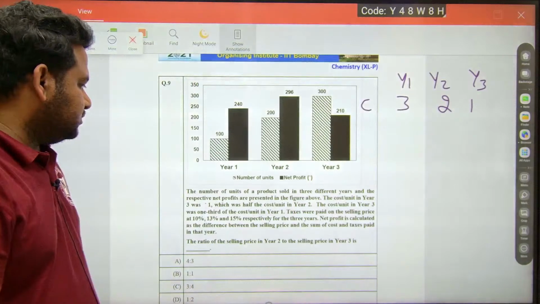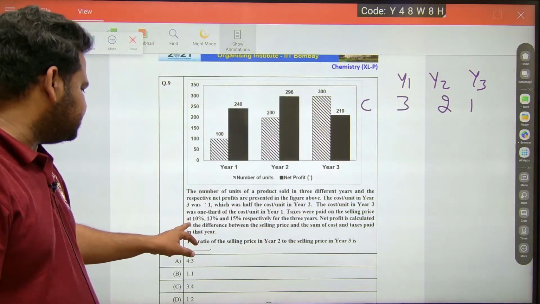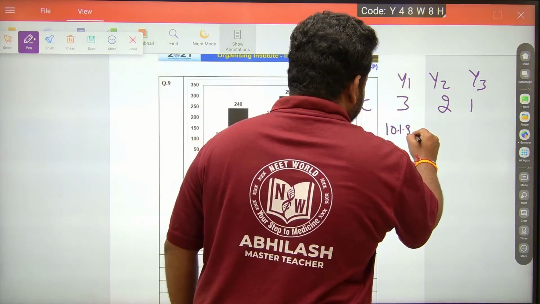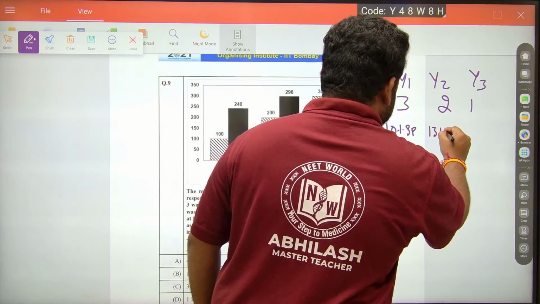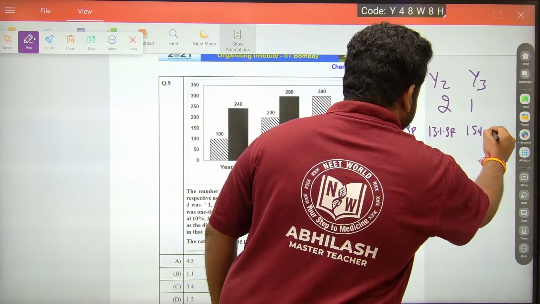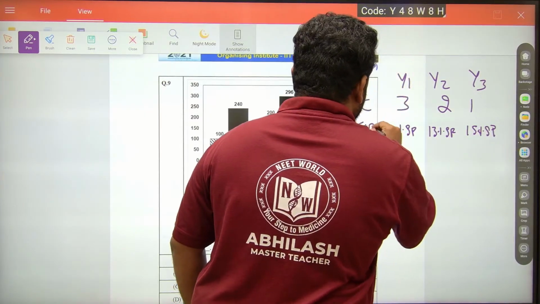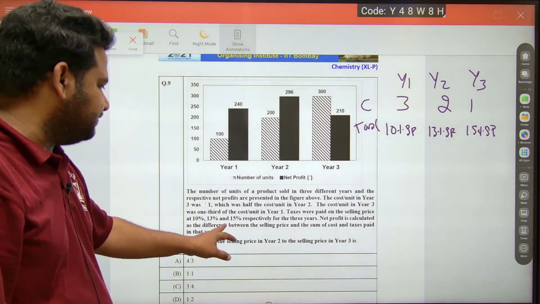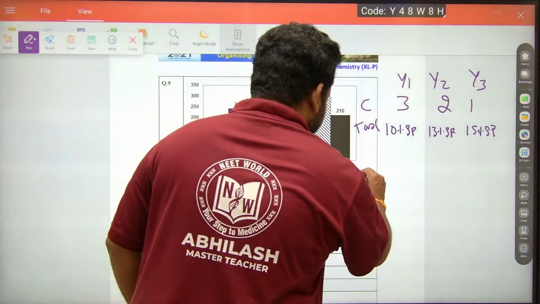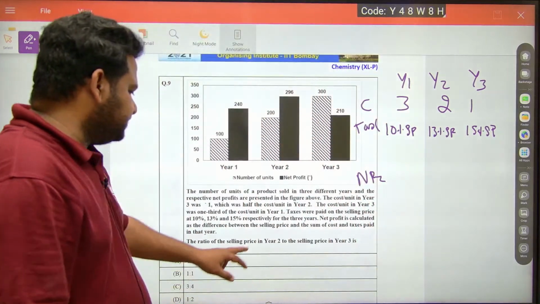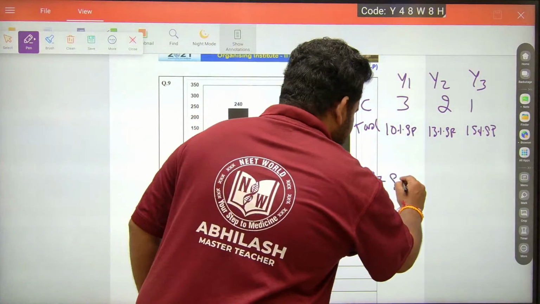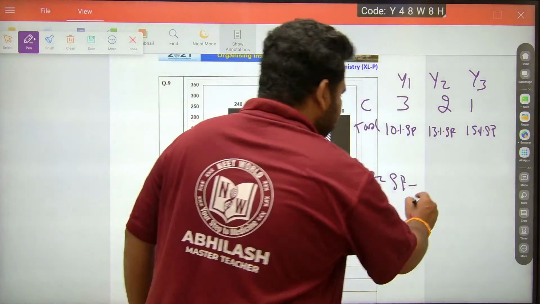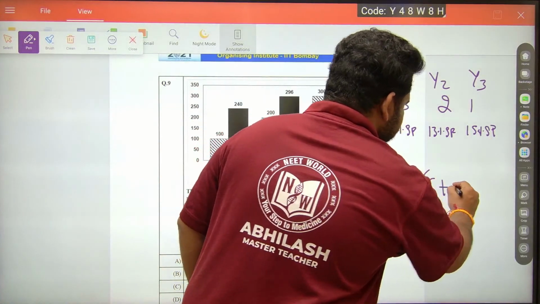Okay. So the taxes were paid on the selling price at 10%, 13%, 15% respectively. So this is 10% of SP, this is 13% of SP, this is 15% of SP. 15% on selling price tax. It is given like this. Now they are telling the net profit is calculated as the difference between selling price and the sum of the cost and taxes paid in the year.